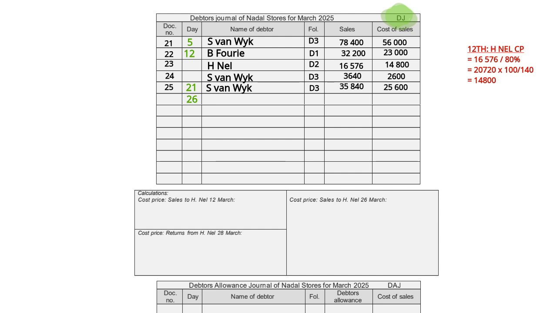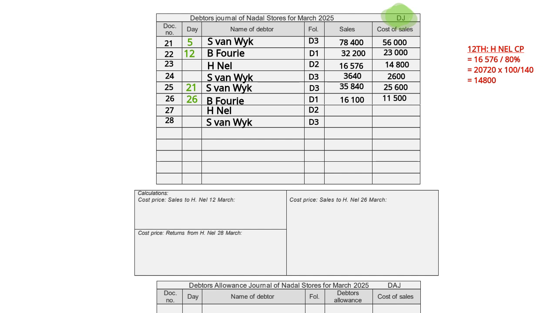Then on the 26th, the last entry, again credit sales of stock to all three debtors. So we are just going to carry on with our source document number. It's going to be 26, 27, and 28. Our first debtor is Fourie, our second debtor is Nel, and our third debtor is S. van Wyk. Okay, Fourie is 16,100 in sales. We use our cost of sales formula and we get 11,500.